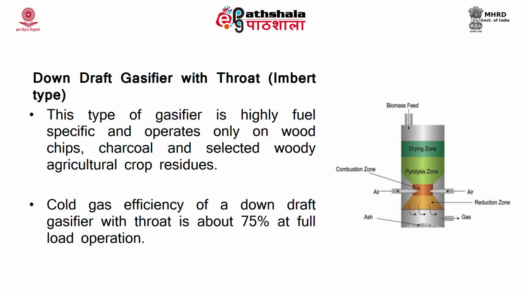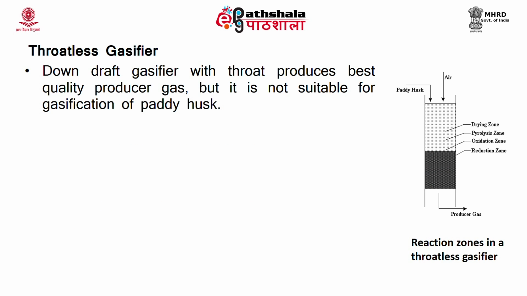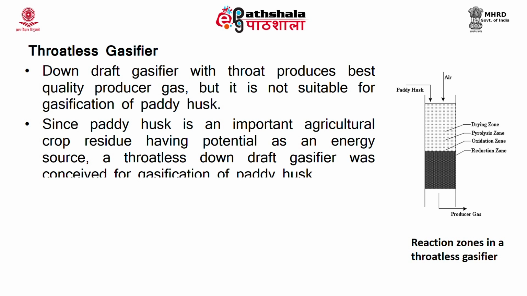It has an efficiency of about 75% at full load operation. So, the downdraft gasifier with throat produces the best quality producer gas, but it is not suitable for gasification of paddy husk. Since this is an important agricultural crop residue of our country having potential as an energy source, a throatless downdraft gasifier was used for the gasification of this type of material.